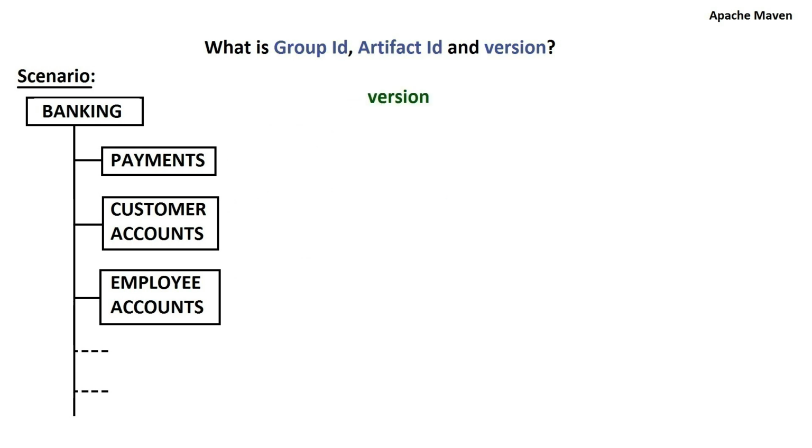Next is version. The version of the projects is written in this format, as 1.0.0. What does it mean? This is called patch. This is called minor and this is called major. Let's look in detail at them.